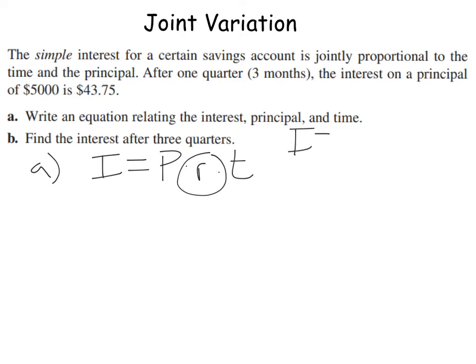So what this problem is saying, because it says joint variation, is we need to define that I is interest measured in dollars. P is principal.